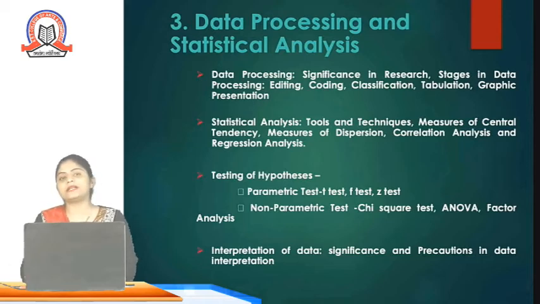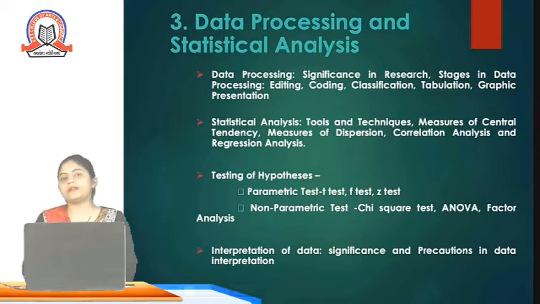In parametric test, there are the t-test, z-test, f-test. T-test is being used when the sample size is less than 30. Z-test is used when the sample size is more than 30. And F-test we can use irrespective of the sample size. So these are the tests which are parametric tests.